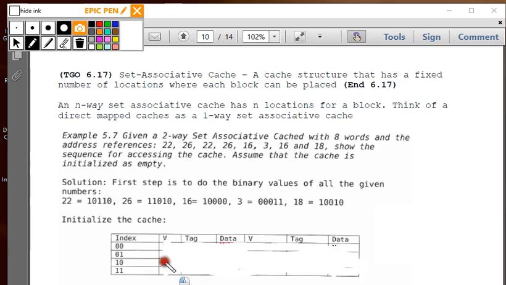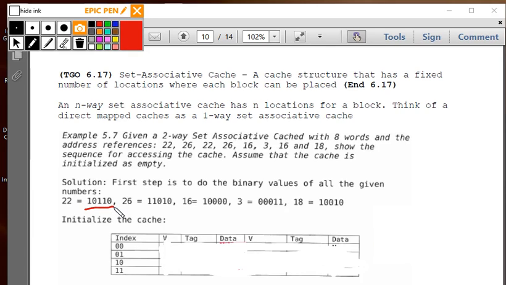Okay, so I have 22 as my first one, right? So how do we do this in direct? When we had 8, how do we split this up? Which one did we select? How do we choose which one we wanted to put in last class?